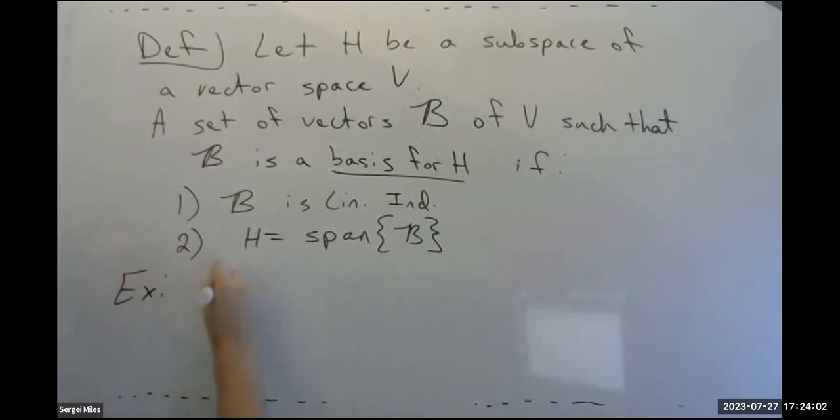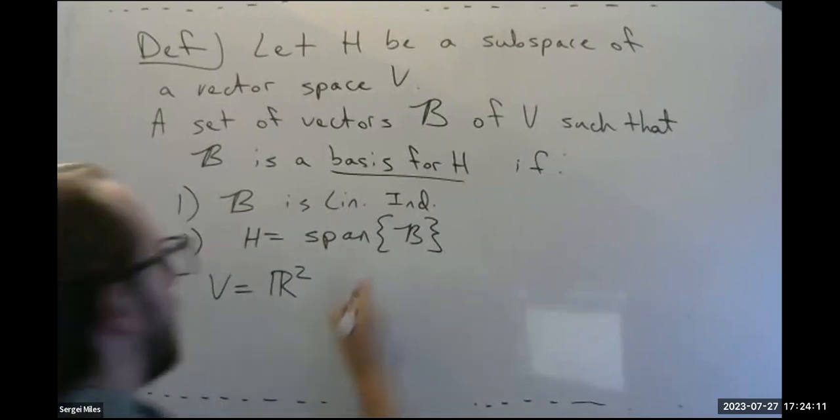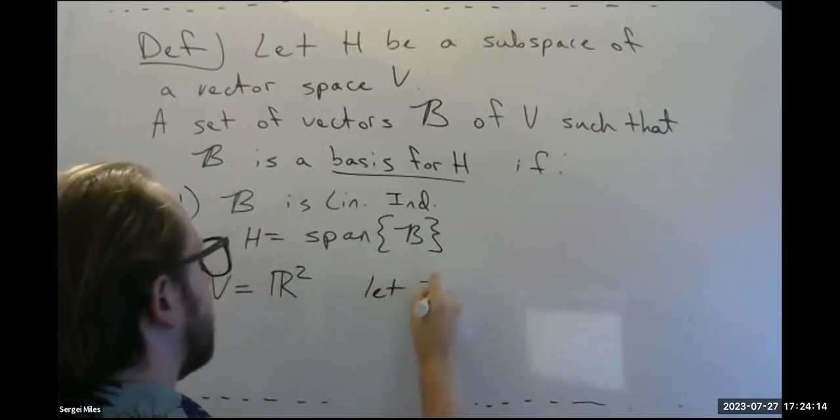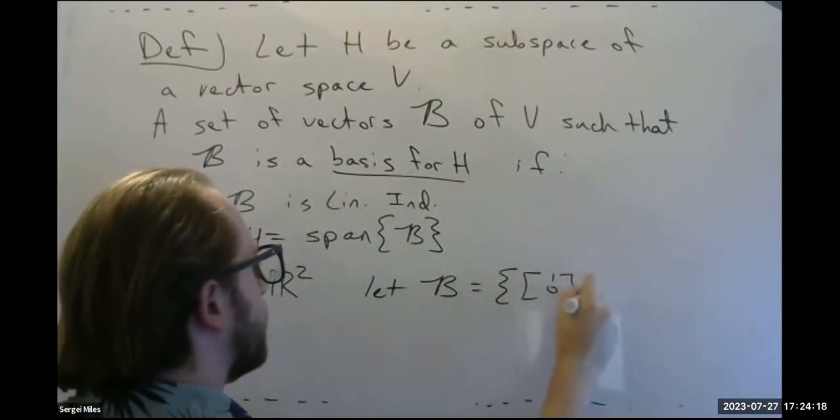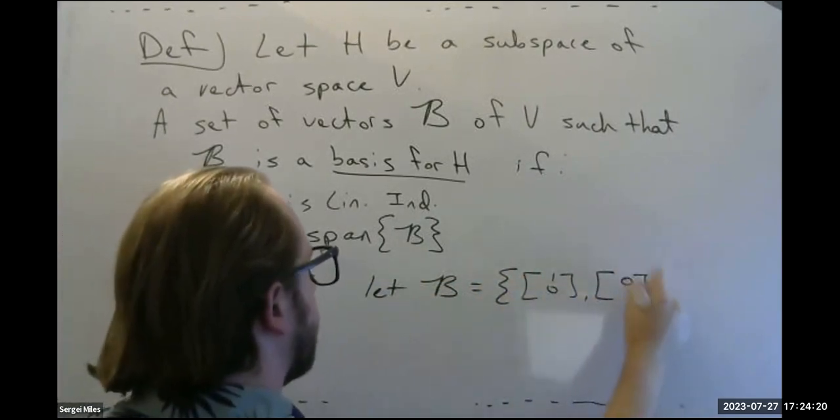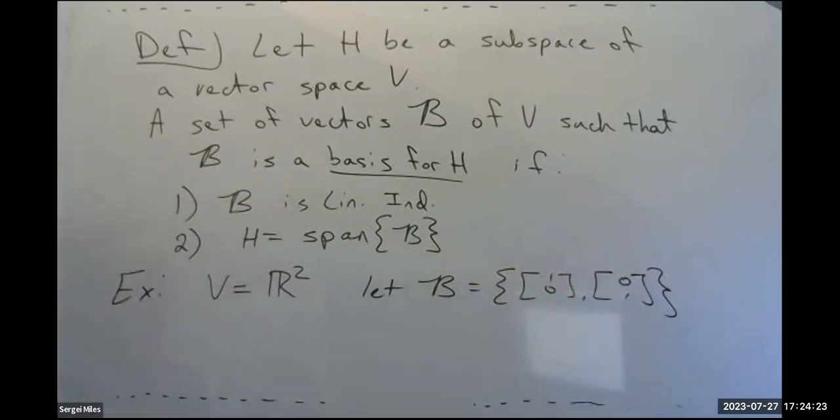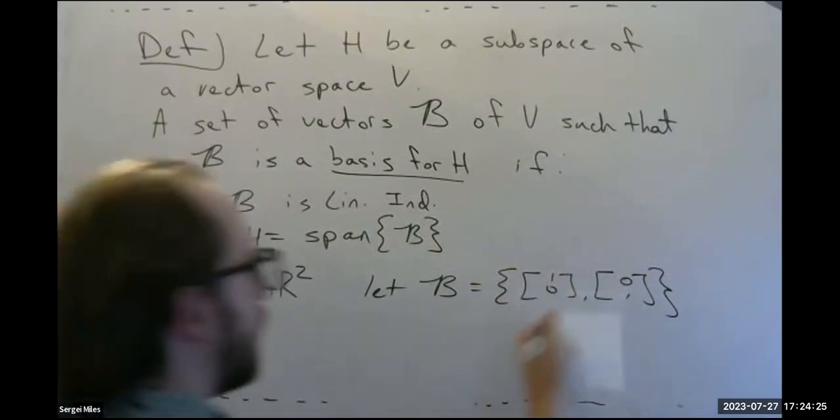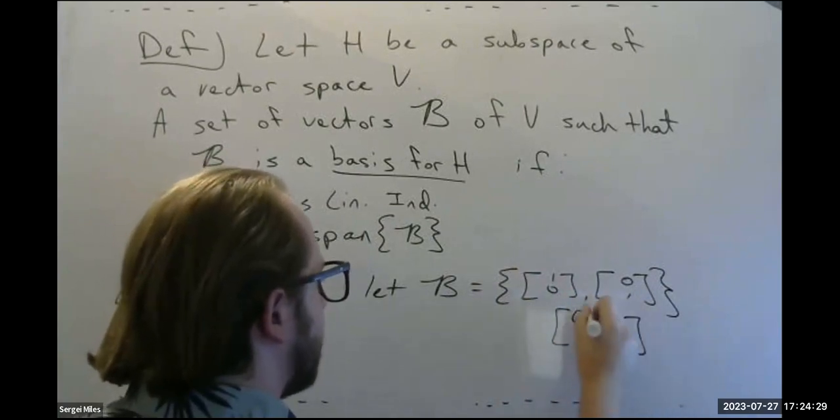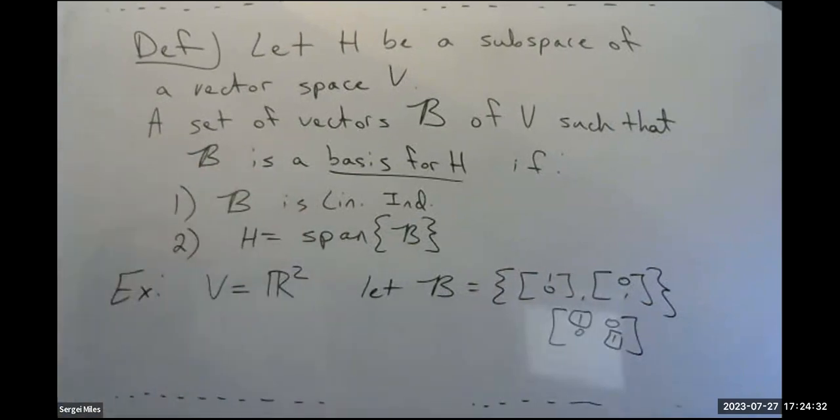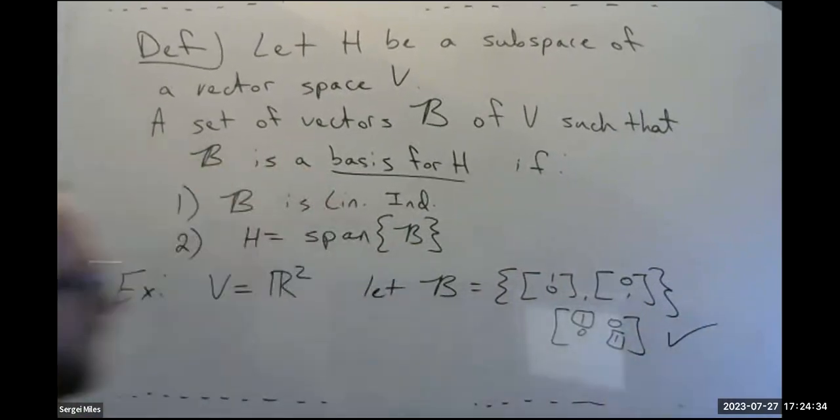consider the vector space V equals R2. We're very familiar with this vector space. We keep seeing it over and over again. Well, let B equal the set of vectors (1, 0) and (0, 1). First of all, this set is linearly independent. Why? If you put them together into a matrix, we see there's a pivot in every column. This is linearly independent. Okay, check.